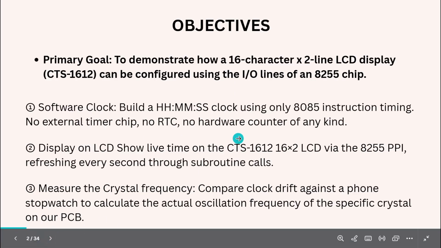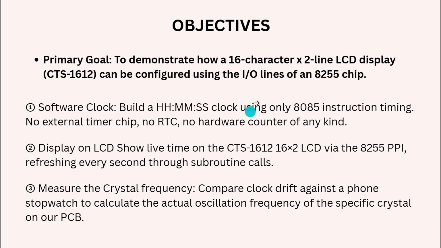Now let's look at the objectives of the experiment. The primary goal is, of course, to demonstrate how an LCD display can be configured using the input-output lines of a programmable peripheral interface. That is the main goal of the experiment. We have also created a software clock which shows hours, minutes and seconds using only the instruction timing of the 8085. That is, by counting how many T states are required for one real second, we have configured it to create a clock. We will look at what a T state means in further slides.